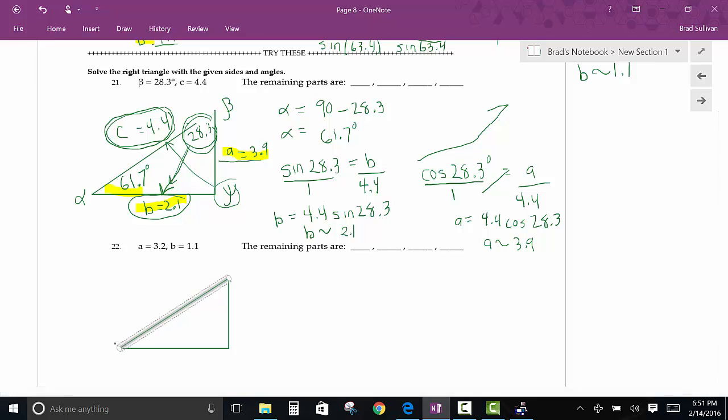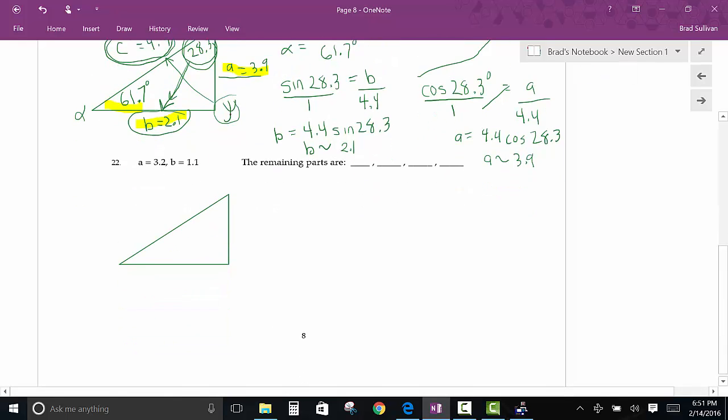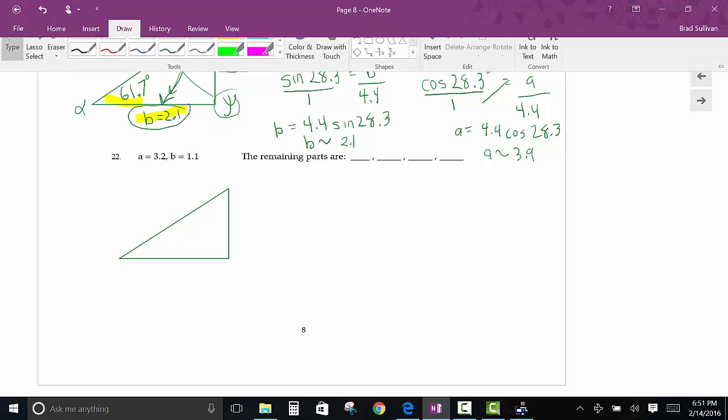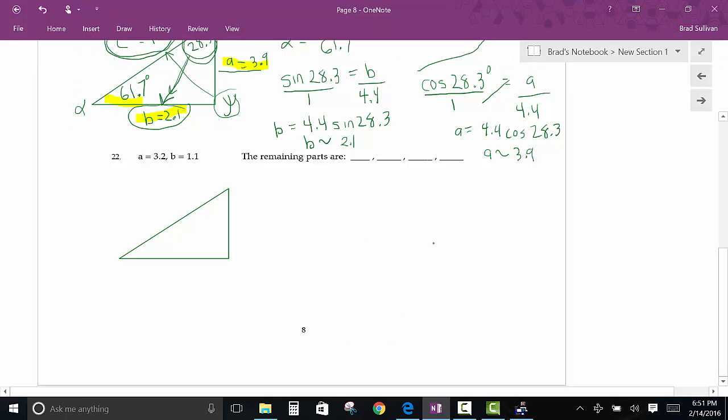Again, let's just do the same naming convention that I've been doing throughout. Let's call that alpha, call that beta, and call that gamma. This would be side A, this would be side B, and that would be side C. In this particular problem, I gave you two sides. I gave you A is 3.2, that was a given. Then I gave you B is 1.1. So we're going to go ahead and find the rest of the parts of the triangle.